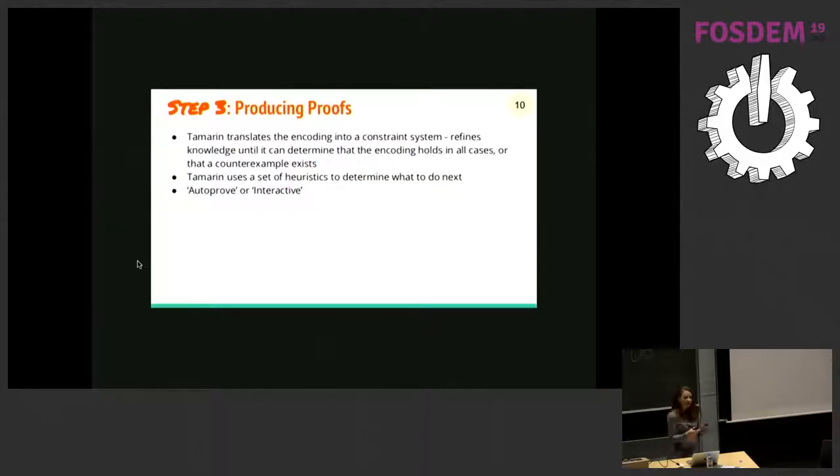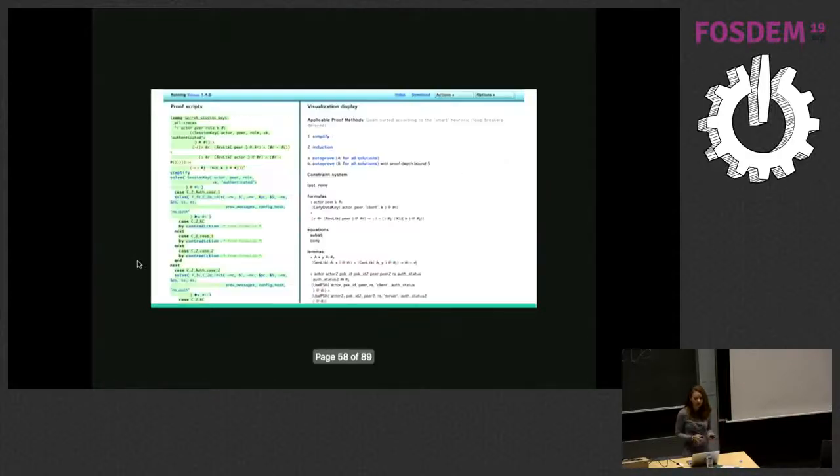Tamarin translates our encoding into this constraint system, because remember, it's a constraint solver, and it refines its knowledge until it can determine that either a property holds in all cases or there is an attack. Tamarin uses a set of heuristics to determine what it's going to do next, and it has an auto-prove functionality, but it also has an interactive functionality. So you can go into the graphical user interface and help guide the proof through the proof tree. And this is what the GUI looks like. When you have a proof, it all turns green, and that's what you want to see.